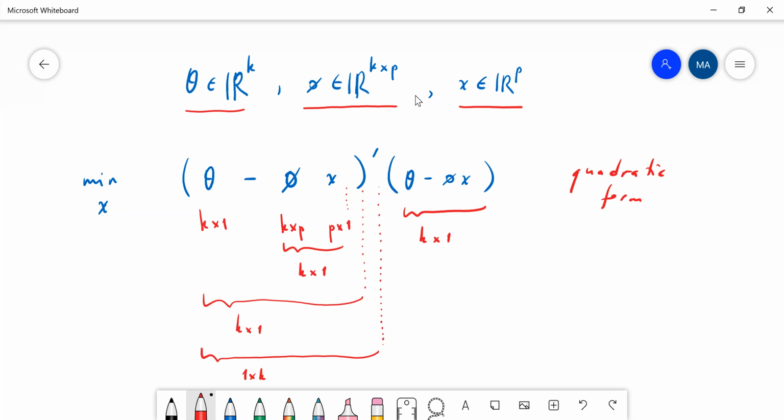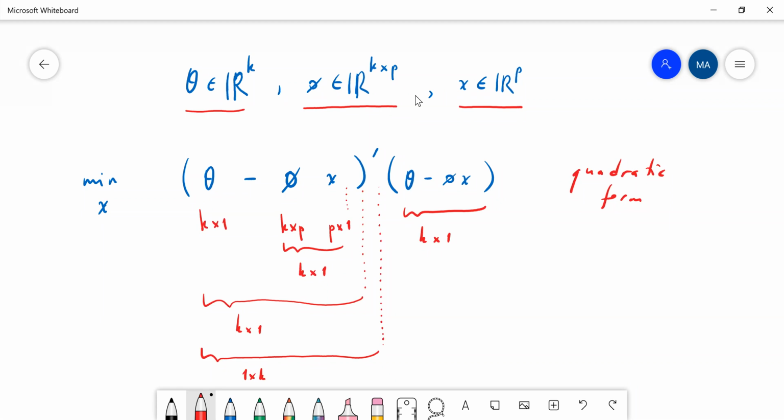Okay, so what's happening here? There is this phi x. So I multiply the matrix phi with x. x is my choice vector. So x1, x2, dot, dot, dot, xp are my choice variables. So phi x is itself, of course, a vector. Then I subtract this vector from my theta vector. Then I take the transpose of this, right?